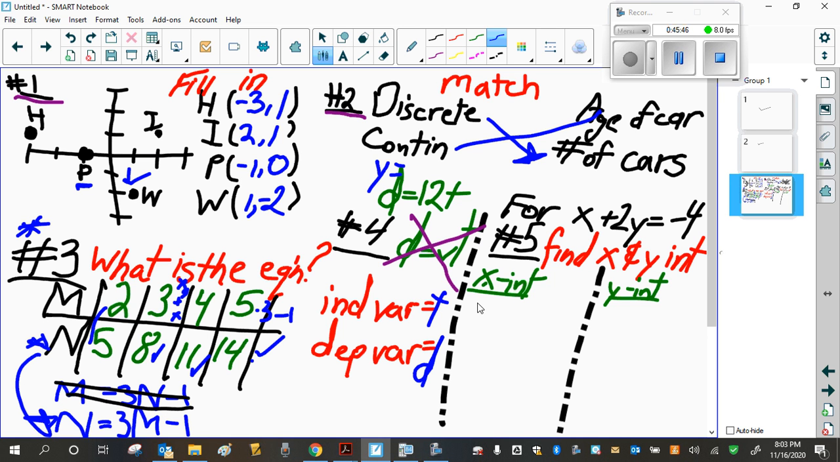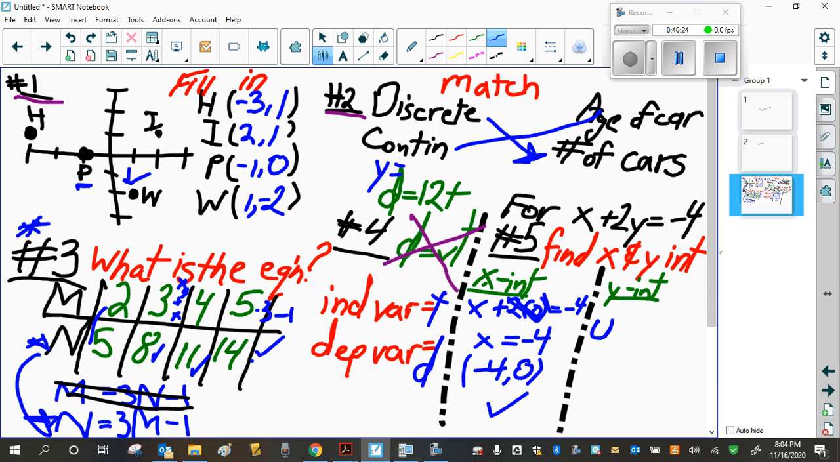X-intercept means y equals 0, or you can just cross out the y term. And you get x equals -4. But please don't leave it like that. Write down an x-intercept like I asked. Give me a point, please. X equals -4 is a vertical line, 4 to the left. I want a point, an x-intercept. So you do need to write them in brackets.